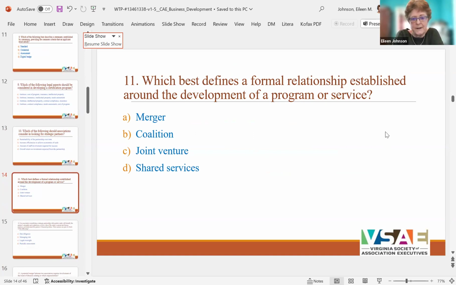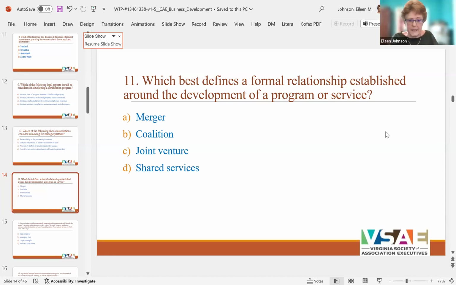Who wants to tackle this one? I can. Which best defines a formal relationship established around the development of a program or service? A, a merger; B, a coalition; C, a joint venture; D, shared services. That defines a formal relationship established around the development of a program or service. C, a joint venture.